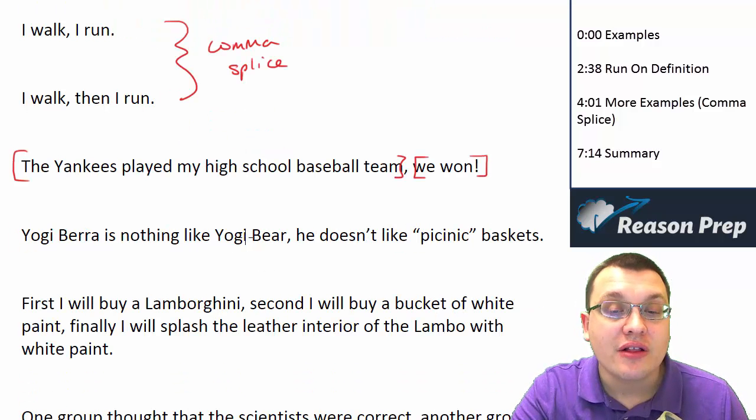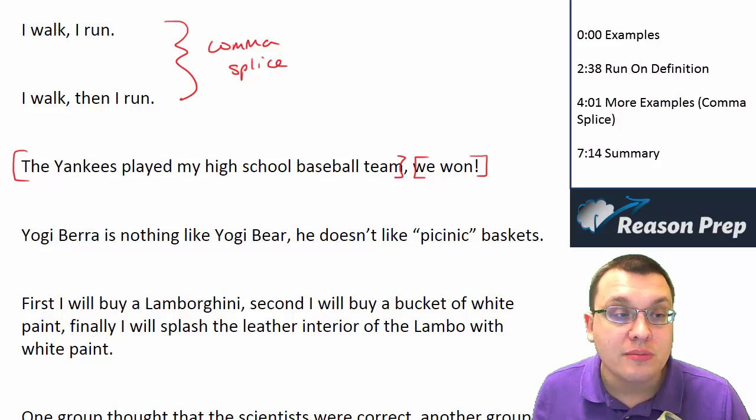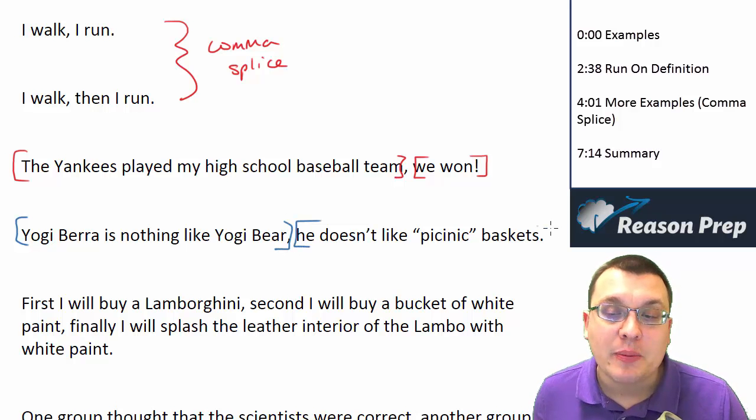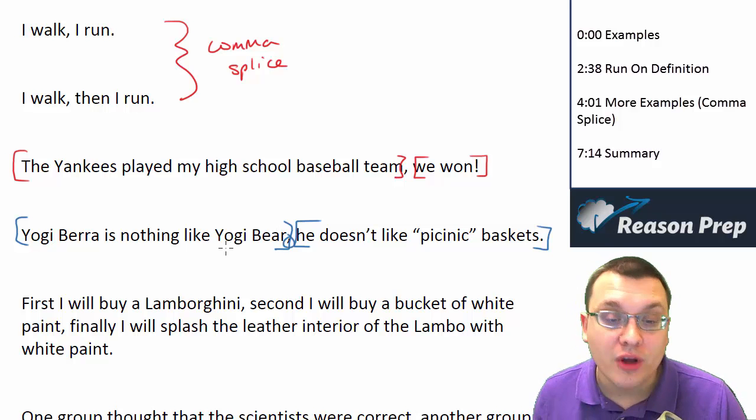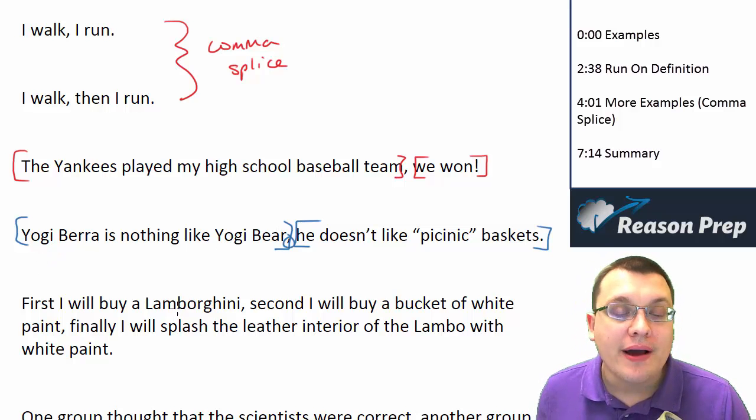Yogi Berra is nothing like Yogi Bear. He doesn't like picnic baskets. Again, we've got two complete sentences. Yogi Berra is nothing like Yogi Bear. He doesn't like picnic baskets. Two complete sentences just separated with a comma. No good.